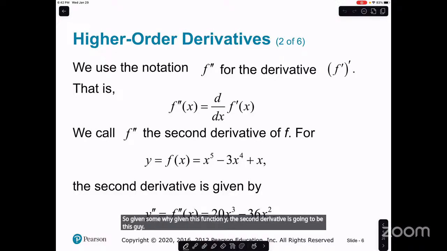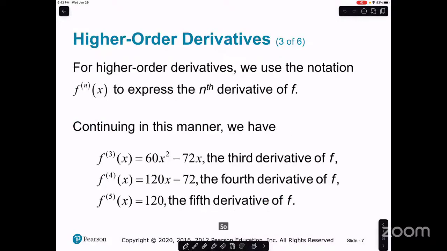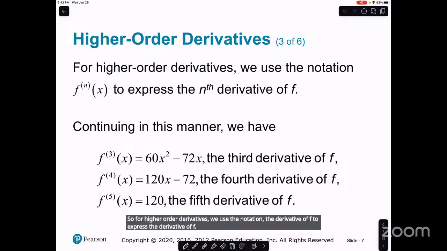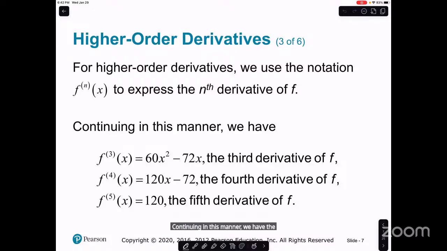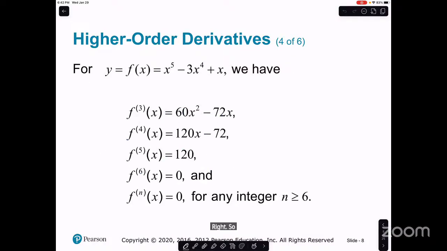Higher order derivatives are basically derivatives of derivatives. How far can you take it? In some instances it is infinite, some collapse to 0. For higher order derivatives, we use the notation f superscript n to express the nth derivative of f. Continuing in this manner, the third derivative of f is this, the fourth derivative of f is this, the fifth derivative of f is this. So for this function, we have the third, fourth, and fifth derivatives.